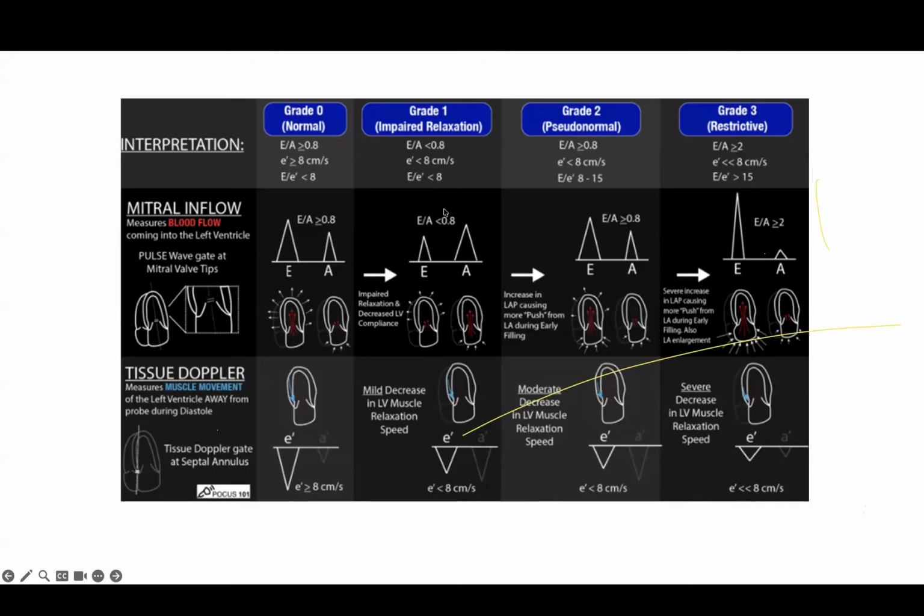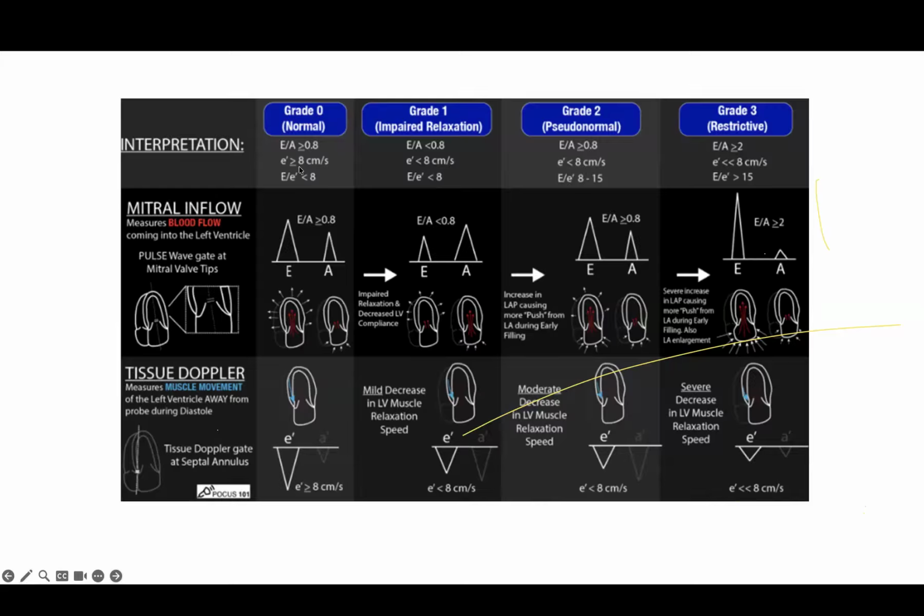Whereas in grade 1, it will be less than 0.8. In pseudo-normal, it will again be normal. But here you can see that the diastolic time will be reduced, and you see that the E by E prime will be increased.